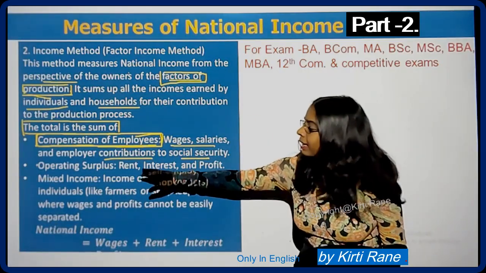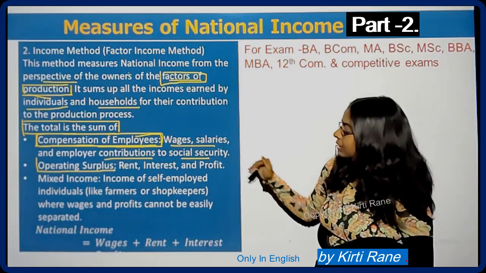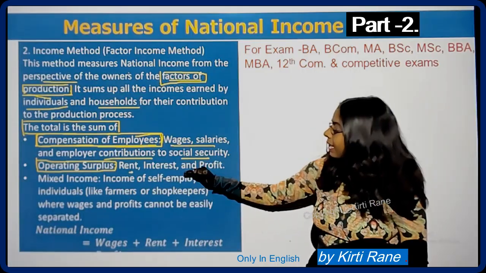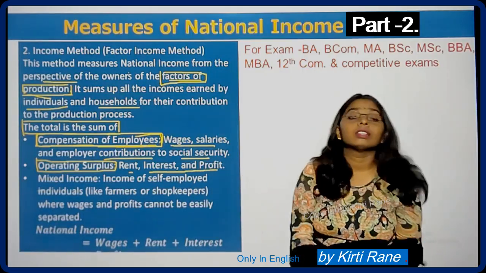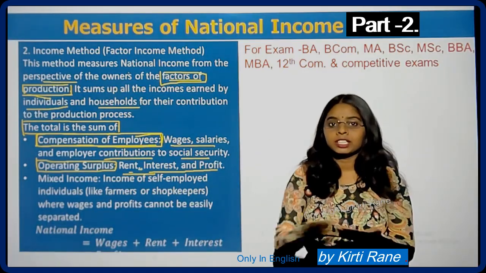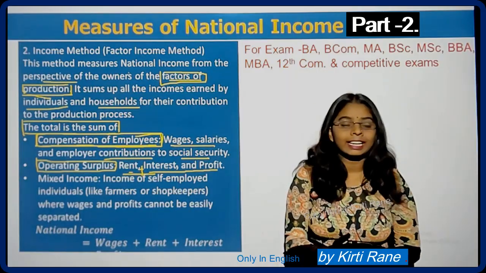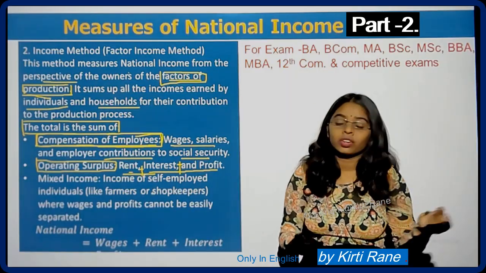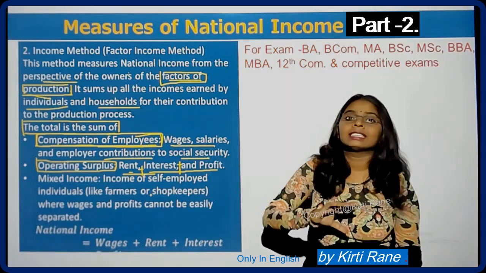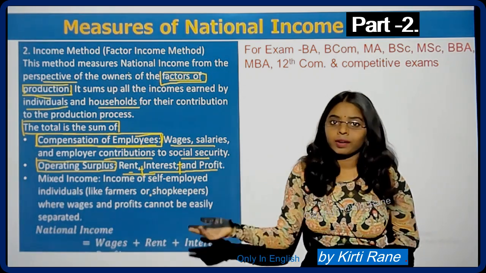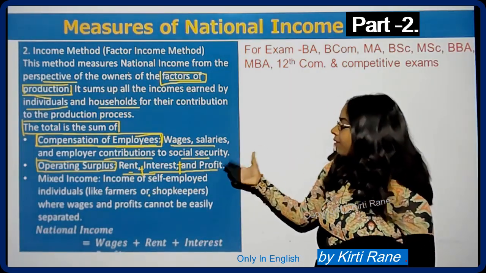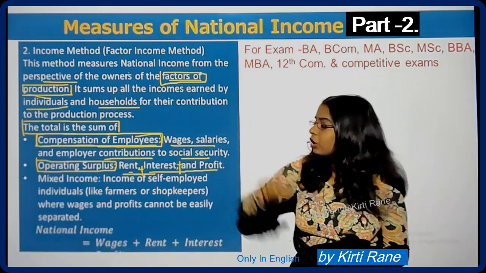The next part is operating surplus. Now what is operating surplus? Operating surplus is the rent, interest and profit. For the operation of the whole production process, you will have to pay factory rent, you will have to pay interest to the creditors, and you will earn profit, right? So that is the operating surplus. Throughout the operation, this is the surplus or income produced. So we add all these three and we get the operating surplus.